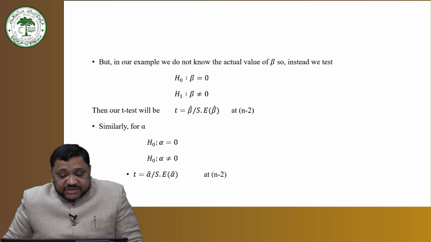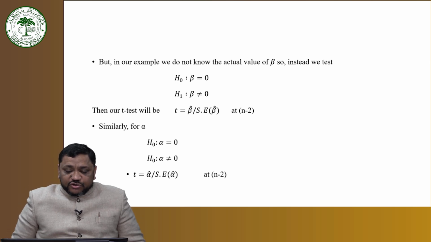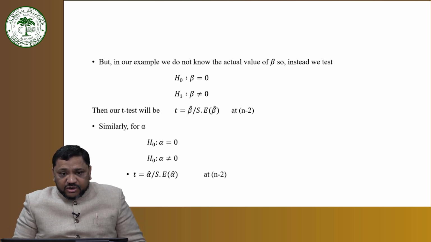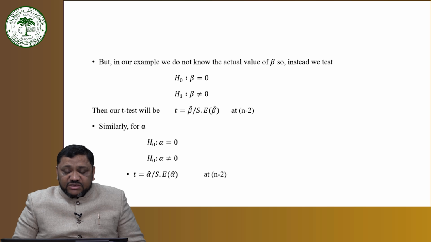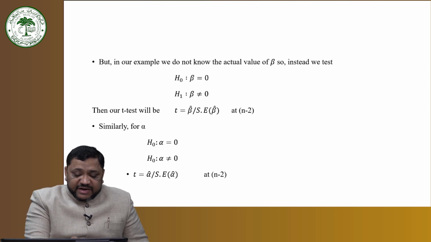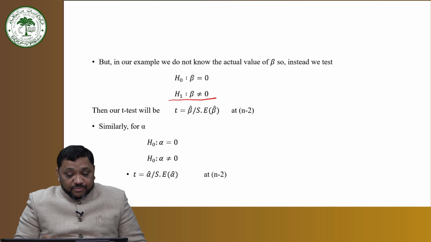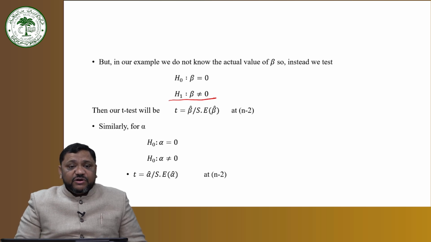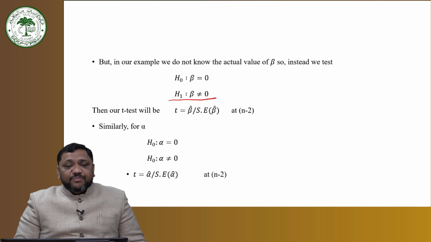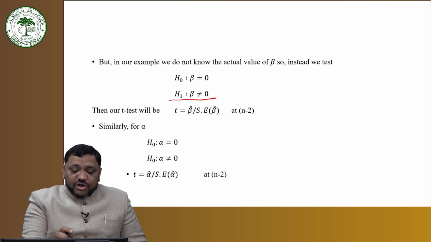But in our example we do not know the actual values of beta. We are not aware of the actual beta value, we are just using beta hat. So we basically test the null hypothesis, beta is equal to 0, and the alternate hypothesis, beta is not equal to 0.